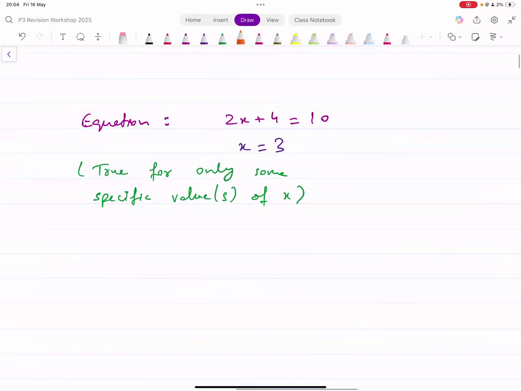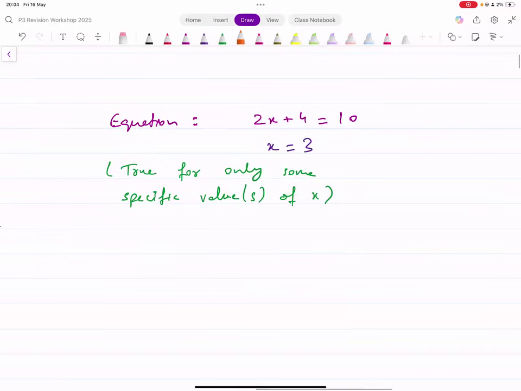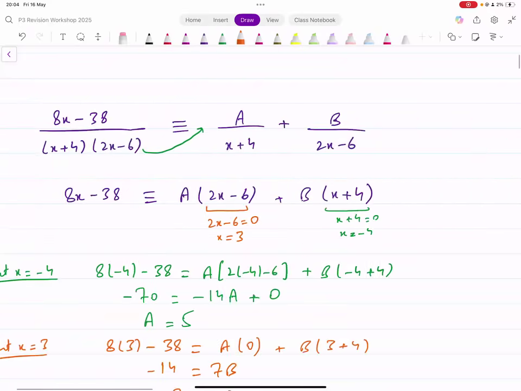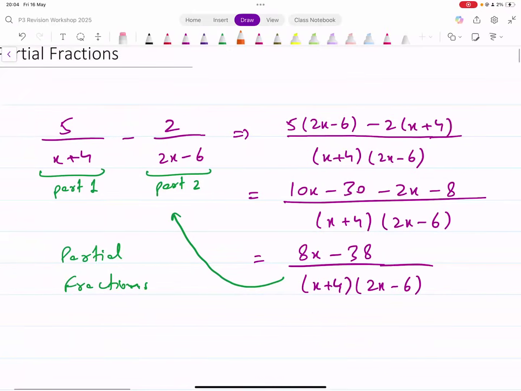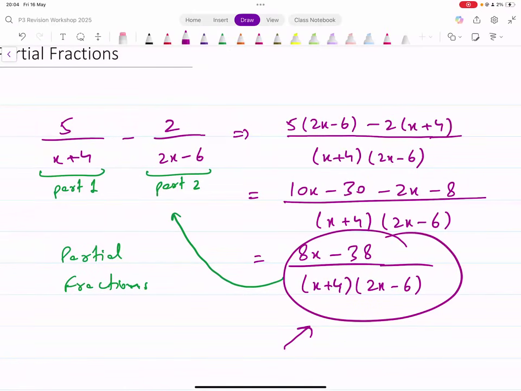An equation is different. That's only true for some specific values of x. So what we want to do here is write this single fraction as two separate fractions. But these are two different ways of writing the same thing, so they will be identical to each other.